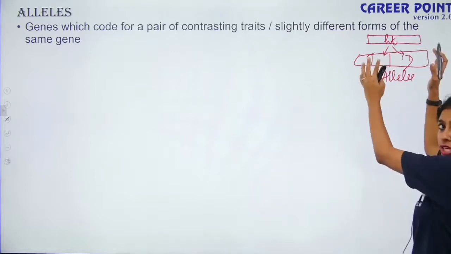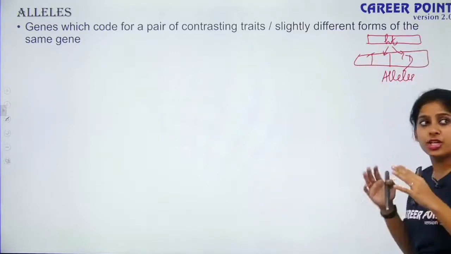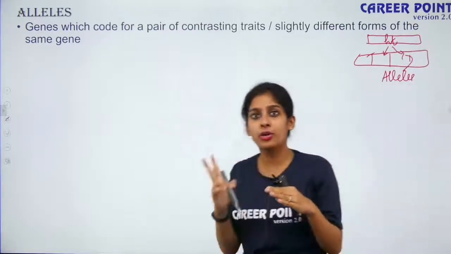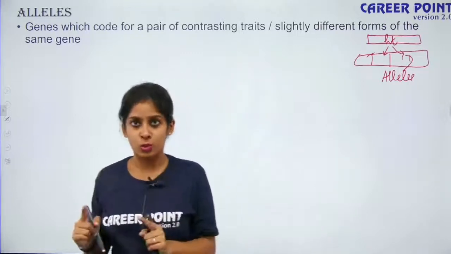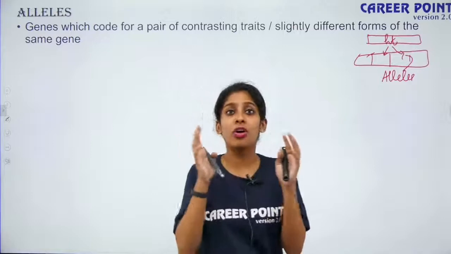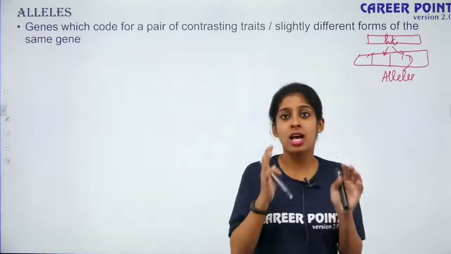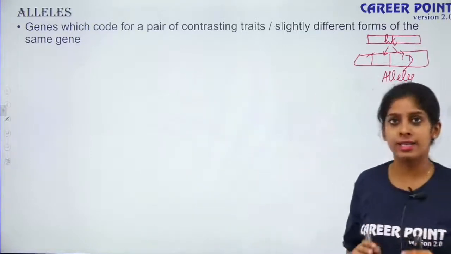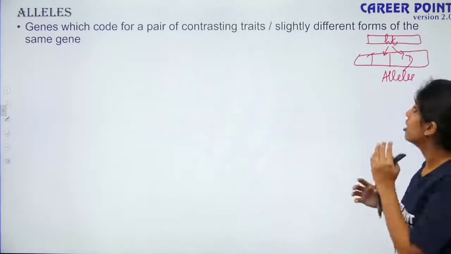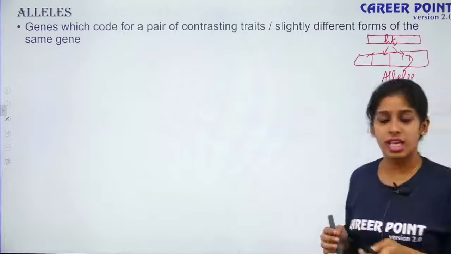So they are the same gene, the gene that codes for height. In the gene that codes for height, there are two traits. One is tall, one is dwarf. The genes that code for tall and dwarf are both contrasting or opposite characters, hence we call them alleles. Genes which code for a pair of contrasting characters are slightly different forms of the same gene.